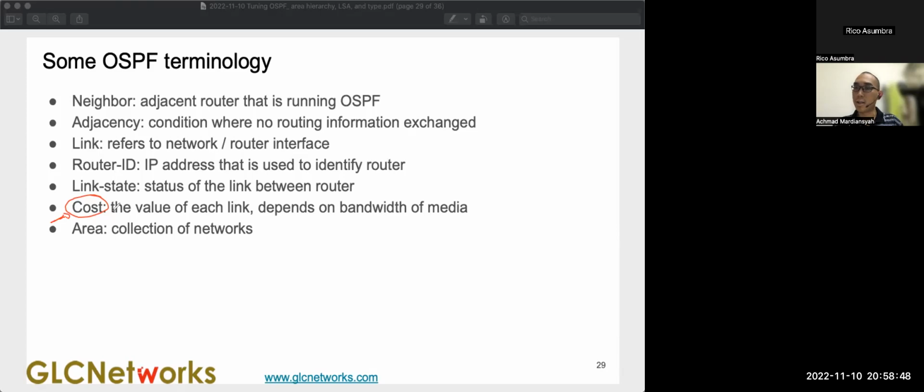Well, I think I just got an idea. Perhaps in the future we will discuss the cost, how to steer your OSPF traffic with cost.